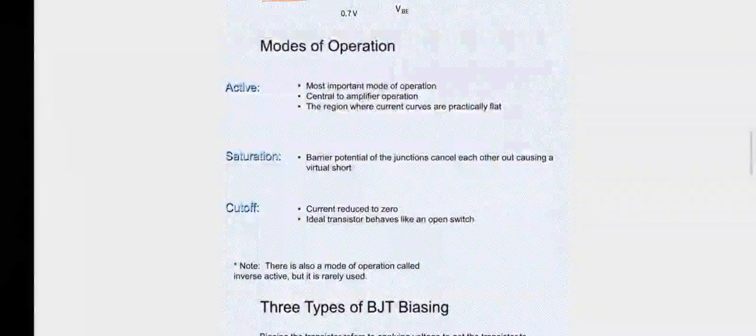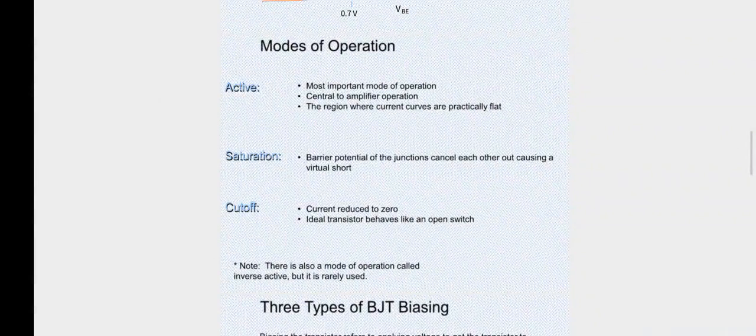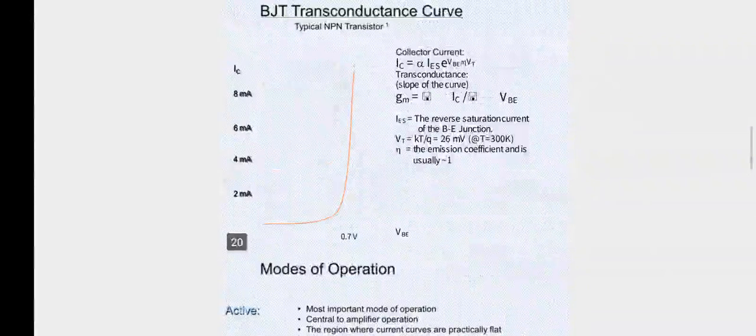An ideal transistor behaves like an open switch. So from the previous diagram, you can easily understand the concept. The flat line is generally called the active region. Then there is a vertical line, generally called the saturation region. Active region is where it starts to conduct. In the saturation region, it stops to conduct.